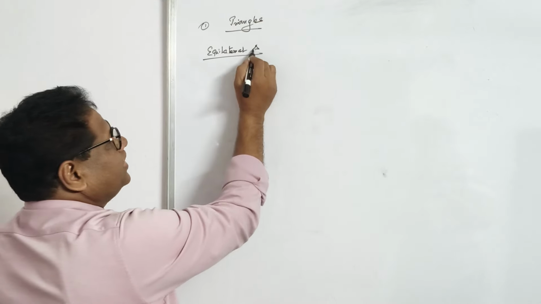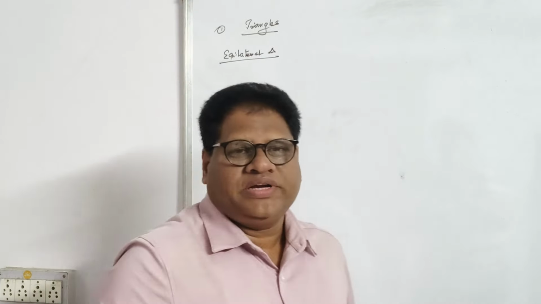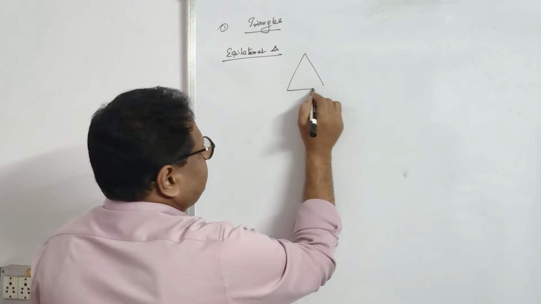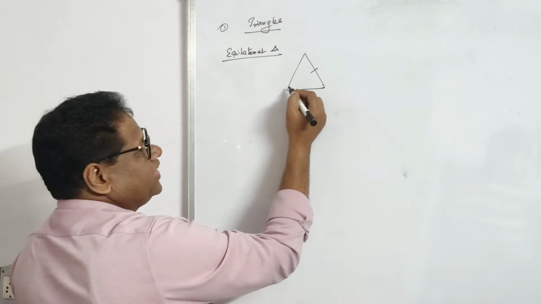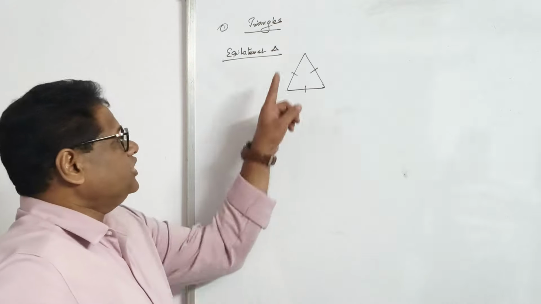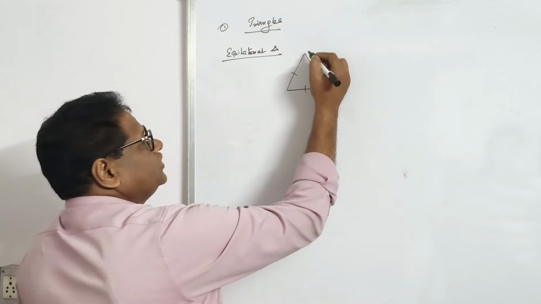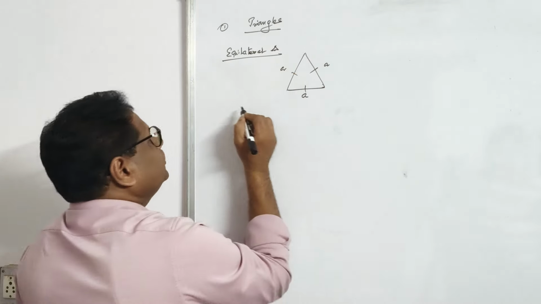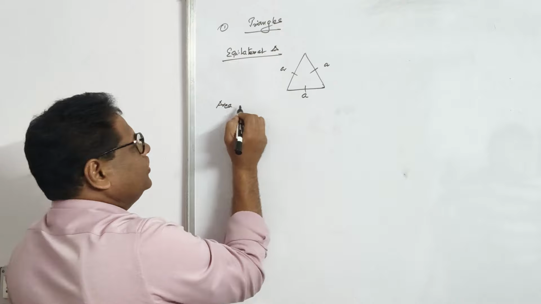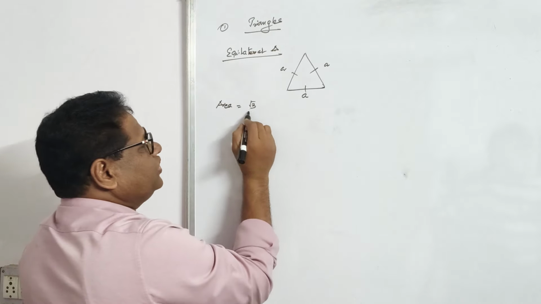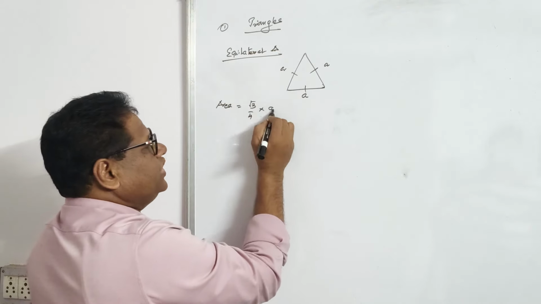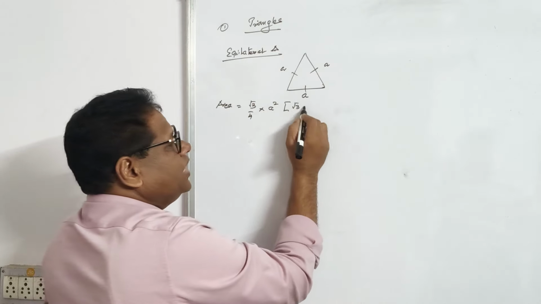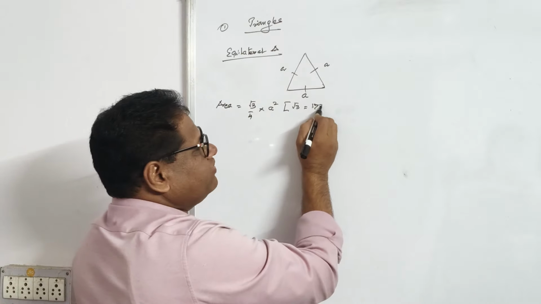An equilateral triangle means a triangle in which all the sides are equal, right? So we are going to discuss the formulas concerning this figure. This is an equilateral triangle. I am giving notation for this. This means all the sides are equal, right? So let's take the sides as A each. For area, we have the formula root 3 by 4 into A square, right? Where you can take the value of root 3 as 1.732.